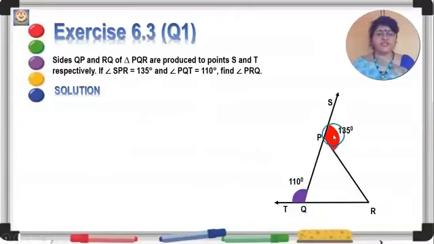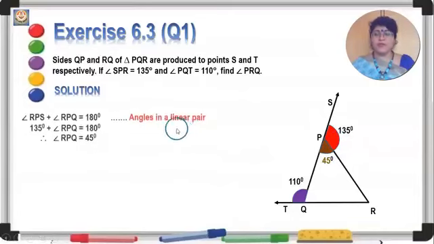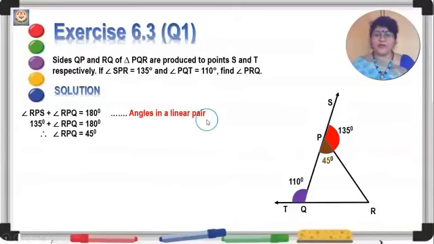Now establish relation between these two angles. If you look at it, they are angles in a linear pair. So if this angle is 135 degree, this interior angle will be 45 degree. Only then you get the sum as 180 degree. So that will be the first statement. Write this down in your notebook. Writing the reason is very important. They are angles in a linear pair and you get measure angle RPQ as 45 degree.